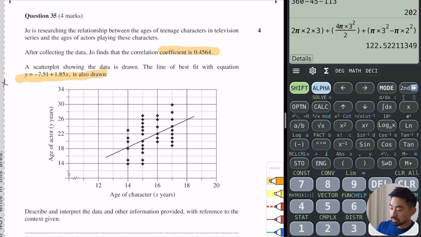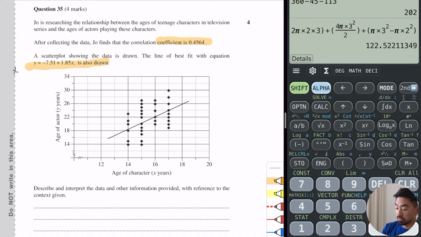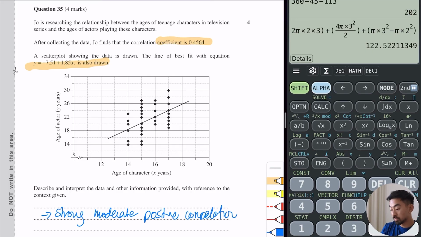All right, so if I look at this marking here, 4 marks probably means we need 4 points. Now I'm just going to go with a really obvious thing here. With a correlation coefficient of 0.4, I can say there's a moderate, positive correlation. Positive as in, you can think of it as gradient. What else can I say? So looking at this thing here, the gradient.